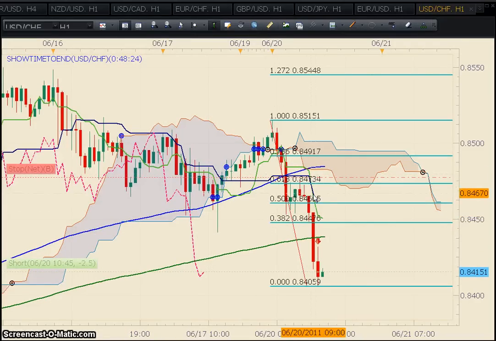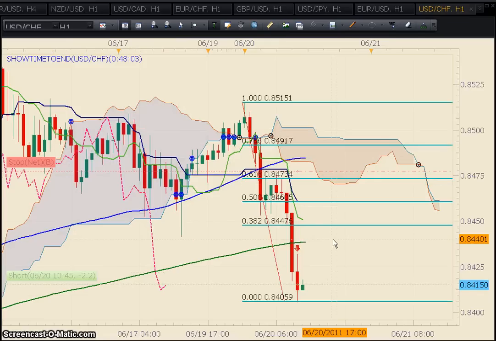I got my TK cross bearish. I got a bearish Kumo twist. My price is bearish underneath of the Kumo, and my Chiku span is bearish underneath the price and Kumo. So those are all bearish signs for me to take this trade. That's the reason I took the trade, and I'm going to follow my rules and see where I go.